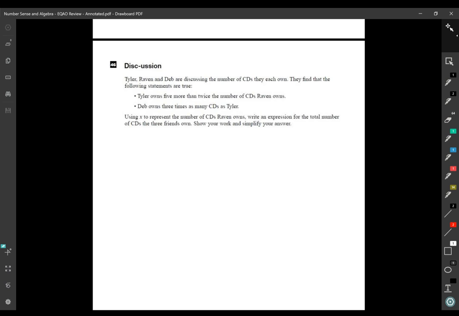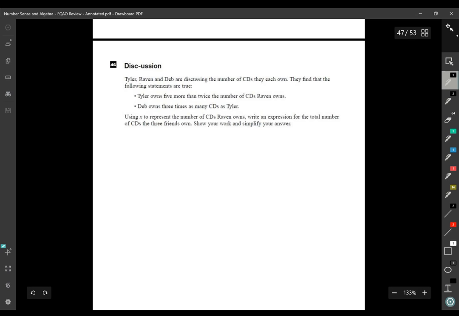So Tyler, Raven, and Deb are discussing the number of CDs that they each own. They find that the following statements are true. Tyler owns 5 more than twice the number of CDs Raven owns, and Deb owns 3 times as many CDs as Tyler. Okay, using X to represent the number of CDs Raven owns, write an expression for the total number of CDs the 3 friends own. Show your work and simplify your answer.